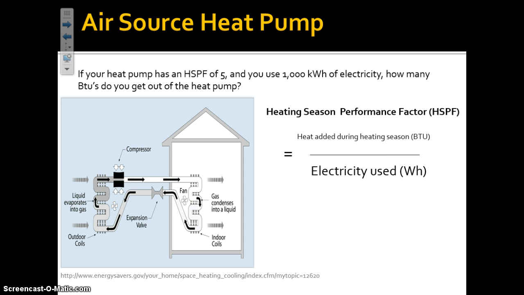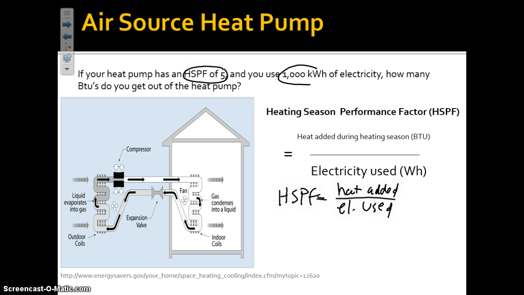So let's do an HSPF calculation real quick, okay? If your heat pump has an HSPF of 5 and uses 1,000 kilowatt hours, how many BTUs do you get out of the heat pump? So let's do this real quick. In this case, we do a little bit of algebra. So we have HSPF, we'll just call it heat added over electricity used. Because in this case we have the HSPF and we have the electricity used, we need to get heat added.